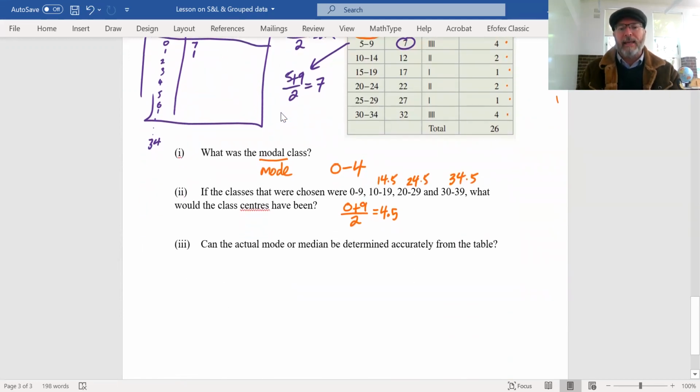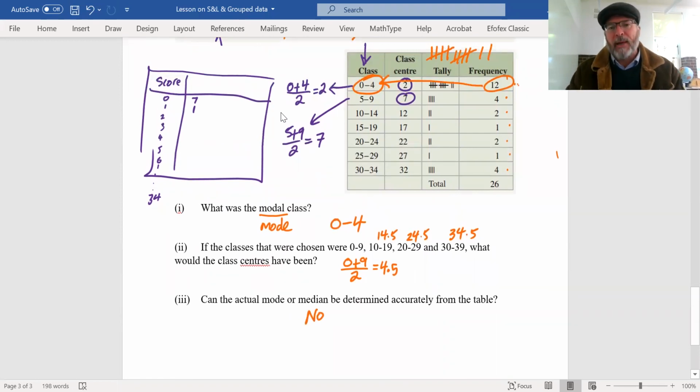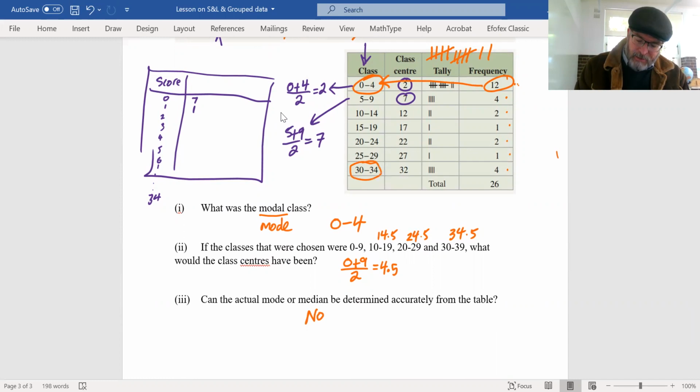Can the actual mode or median be determined accurately from the table? No, it can't. Right? You can guess where it might have been, but you only know classes. So, let's say there's 26 bits of data. If you line them up from smallest to biggest, the 13th and the 14th ones along would be the median, right? And so it's in here somewhere in the 5 to 9 range, because the first 12 scores are in the 0 to 4 range, and then the 13th and the 14th scores along would be in the 5 to 9 range.